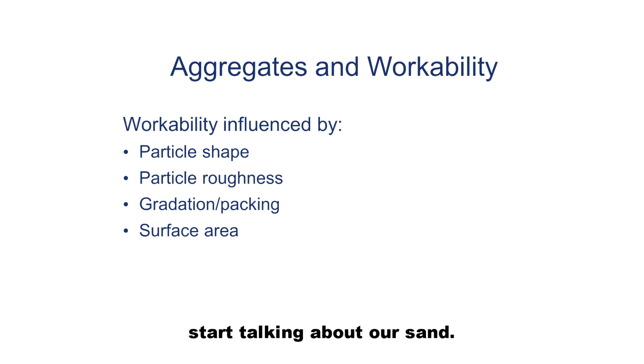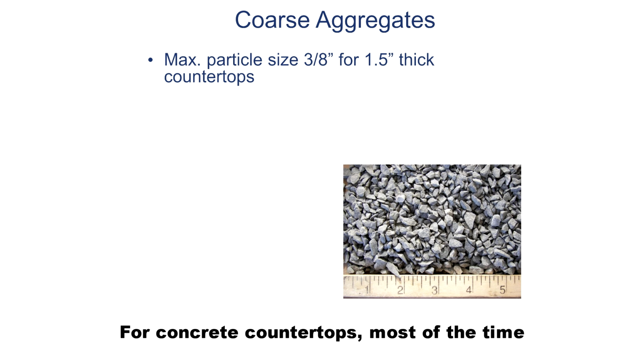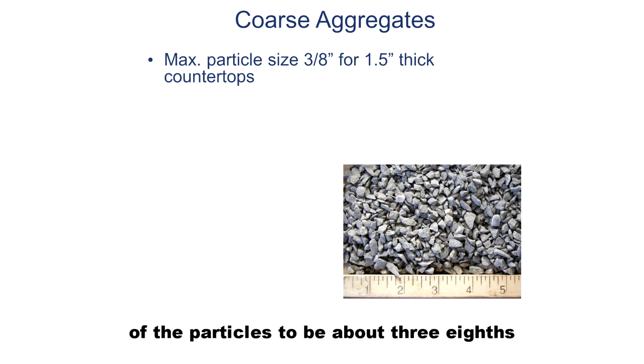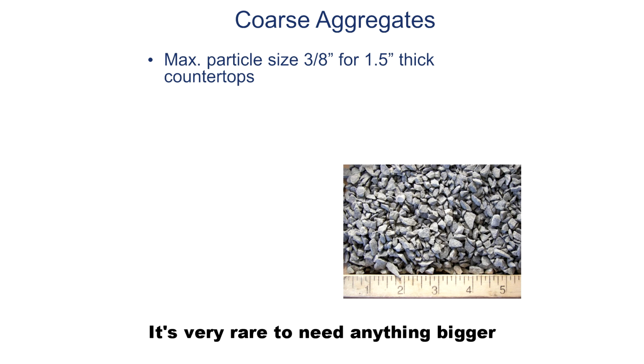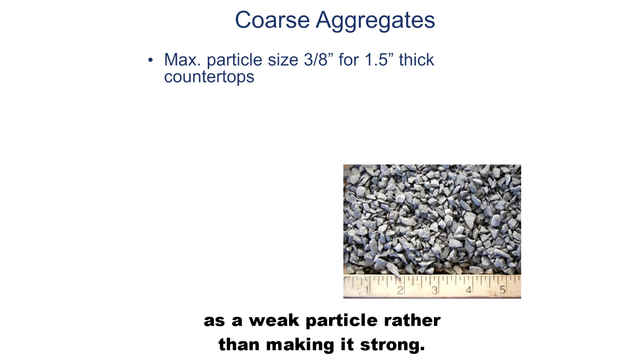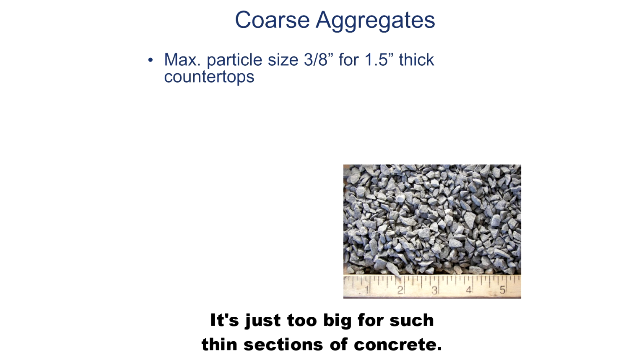talking about our sand. For concrete countertops, most of the time we're making thin sections of concrete, often 1.5 inches or 2 inches thick. And because of that, we have to limit the size of the particles to be about 3/8 of an inch or 10 millimeters or smaller. It's very rare to need anything bigger, and we don't want to be using 1/2 inch or 3/4 inch stone like you would in conventional concrete, simply because it would act as a weak particle rather than making it strong. It's just too big for such thin sections of concrete.